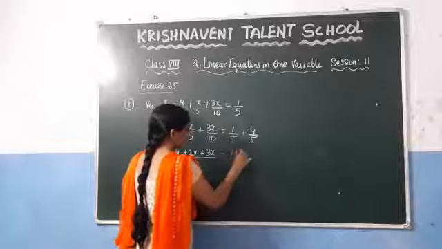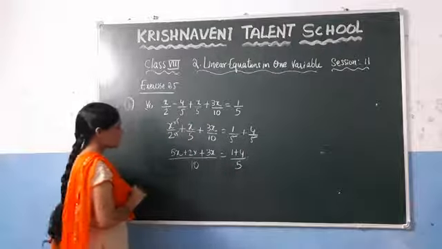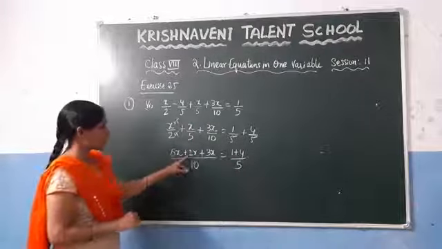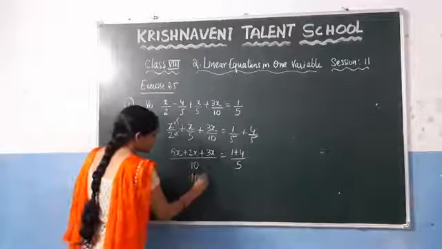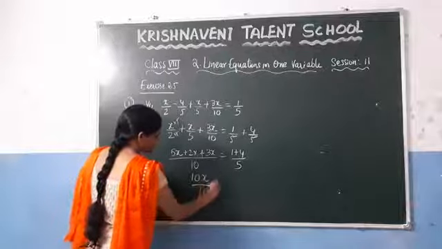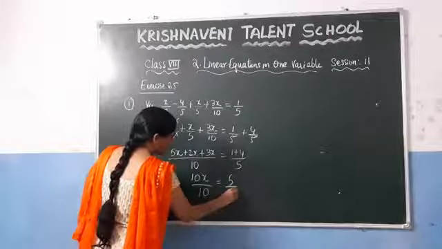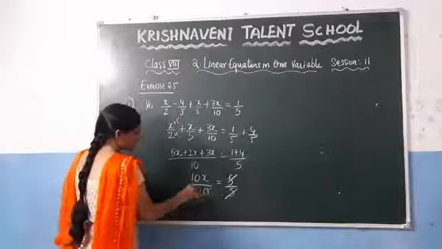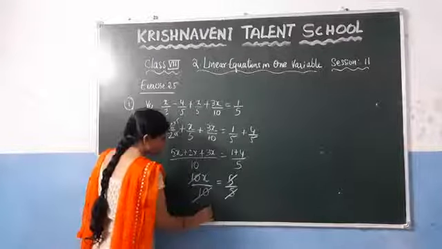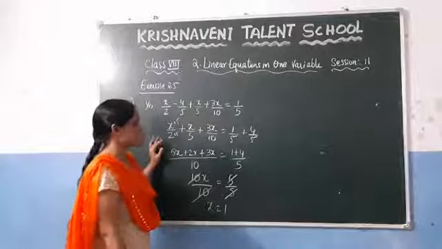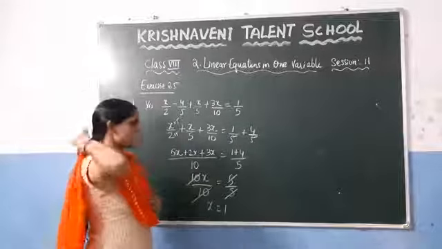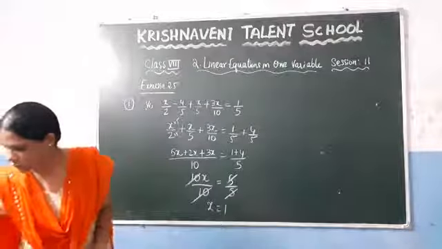So just add the numerators. Now what you will get here? 5x plus 2x which is 7x, 7x plus 3x which is 10x. So 10x by 10 is equal to 5 by 5. Here 5 will get cancelled, here 10 will get cancelled. You will get the x value which is 1. Like this you need to solve this problem. Now see the next one in that.